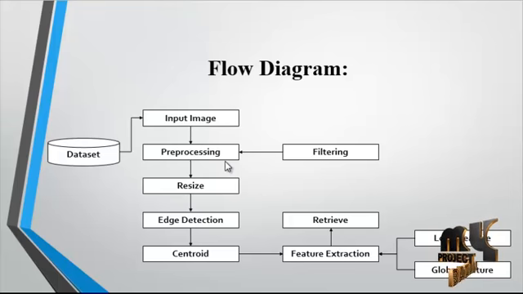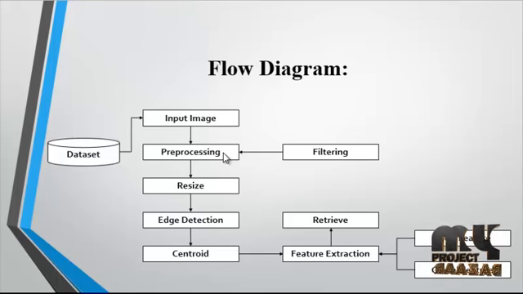Now we discuss the flow diagram for the process. At first, the input image is taken from the dataset. After the input image is taken from the dataset, it undergoes pre-processing. In this pre-processing step, we have to remove the noise from the image, so the filtering process is undertaken. In the filtering process, the Gaussian filter is used to remove the noise from the image.